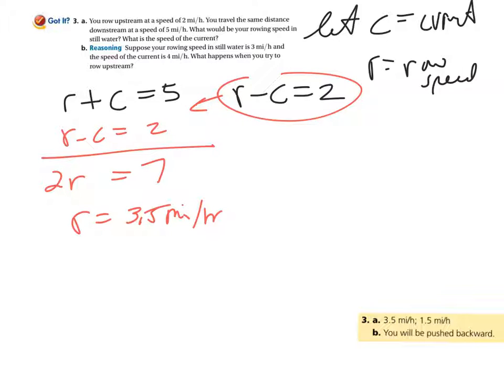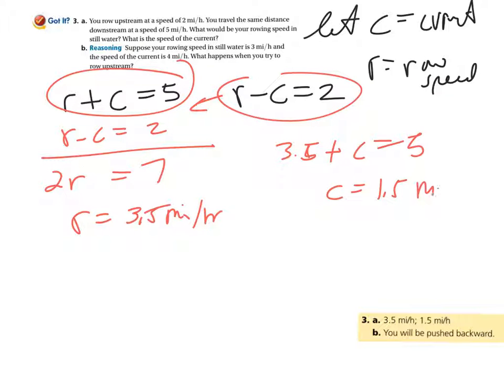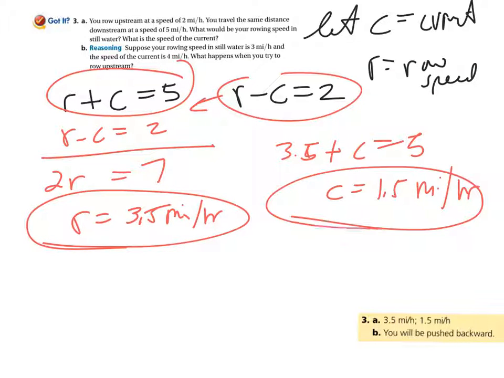Alrighty, and then we go back and we know that if we use one of these two, doesn't matter which one, and substitute back in, we can say that our 3.5 plus the C, I'm going to use this equation obviously, equals our 5. Subtract out the 3.5, and C is 1.5, and that's miles per hour. And again, that's the current speed. So the speed that you row at is 3.5. The speed of the current is 1.5. And you can see up here in these two equations, when you row with the water, you go 5 miles per hour. When you row against it, you only go 2. It slows you down.